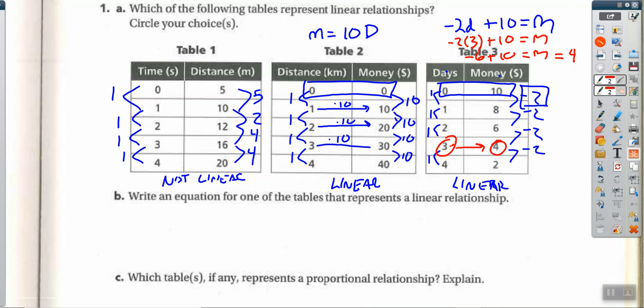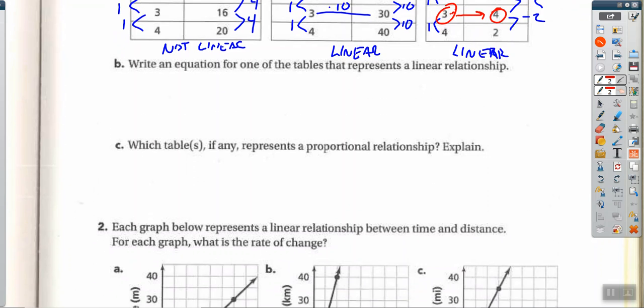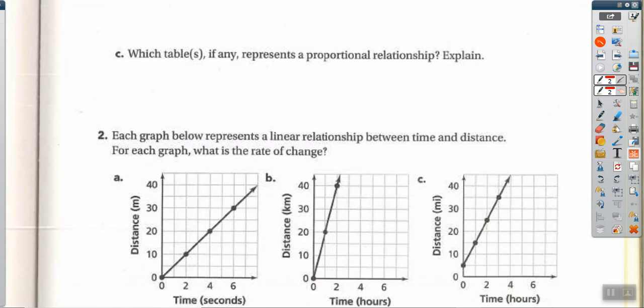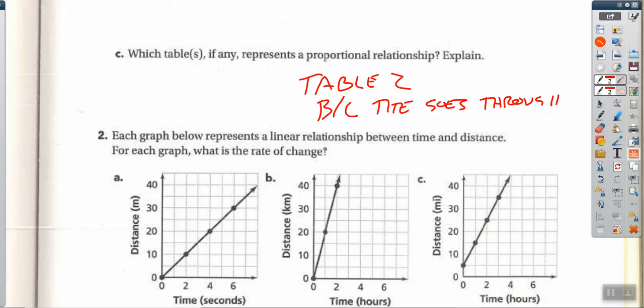All right. So question C. Which represents a proportional relationship? Well, that's table 2. And that's because the line goes through 0, 0.